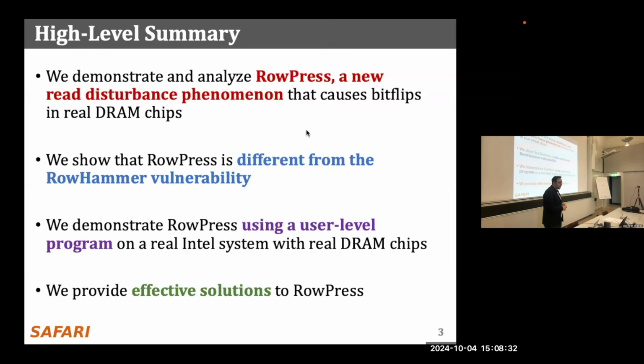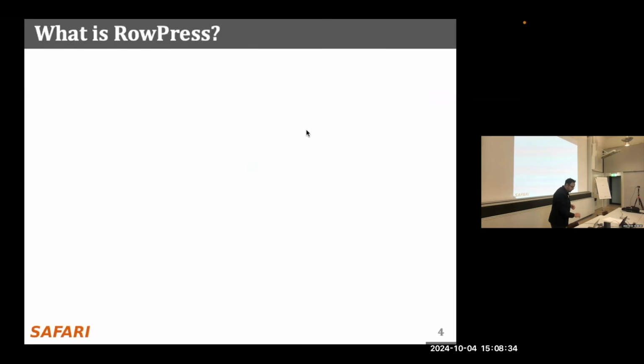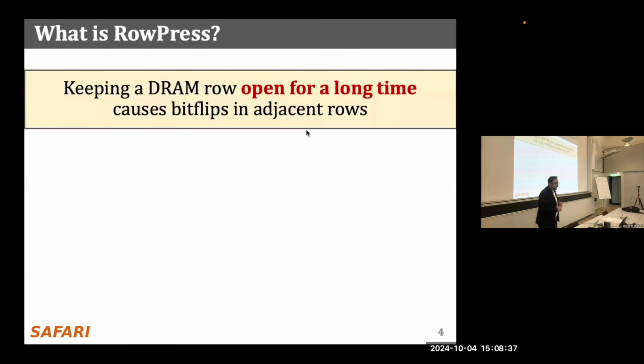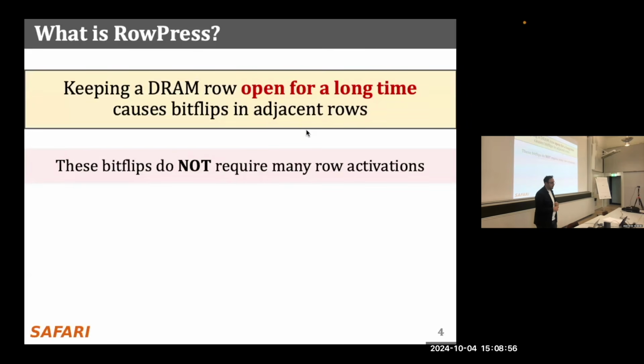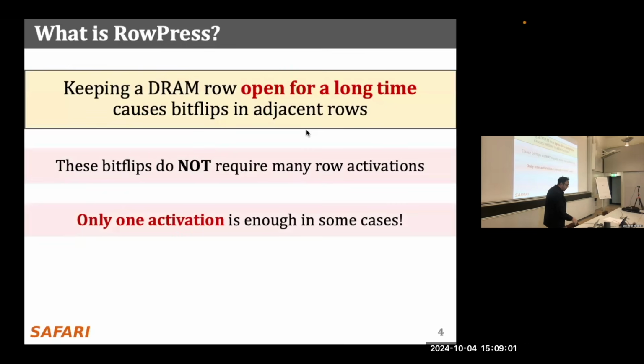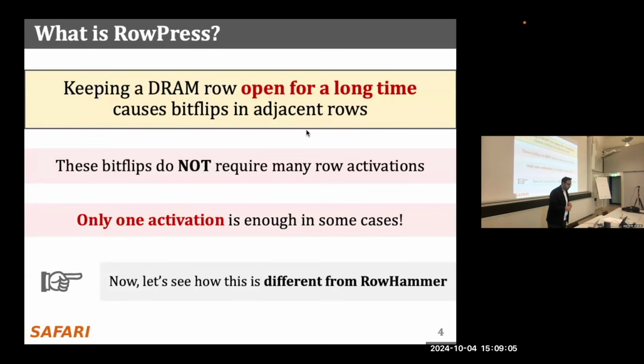And we also provide some effective solutions to RowPress in this paper. So what's RowPress? If you hammer some rows, but while you're hammering, you keep your row open for longer, then it has an additional read disturbance effect. Basically, it's purely based on keeping a row open for a long time. And when you do that, you can cause bit flips in adjacent rows. And these bit flips do not require many row activations. And in extreme cases, only one activation is enough to induce a bit flip.